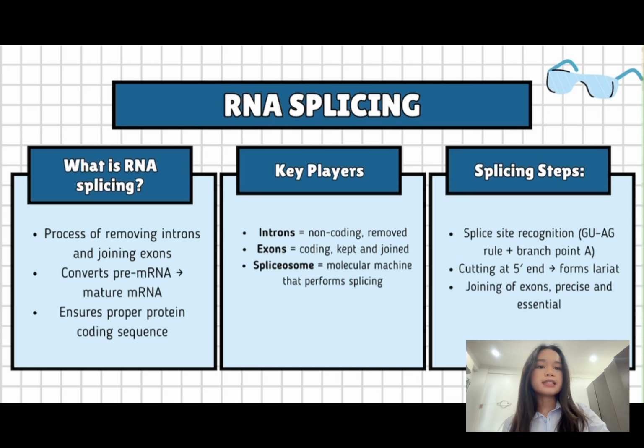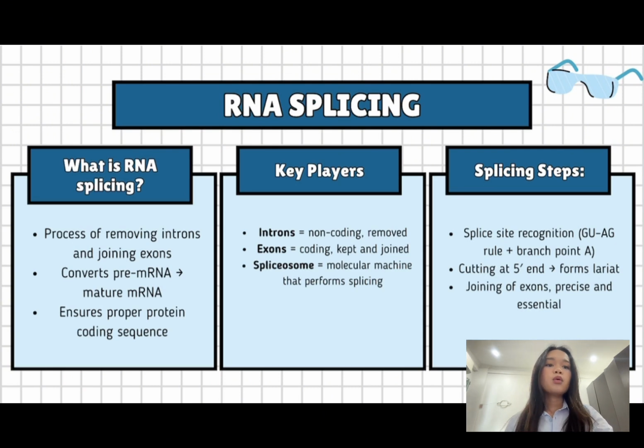First is the splice site recognition. The spliceosomes first recognize specific consensus sequences at the boundaries of each intron. These are like molecular signposts. The most common signals are a GU at the 5' end of the intron and an AG at the 3' end. There's also a branch point A site within the intron that's crucial for the process.